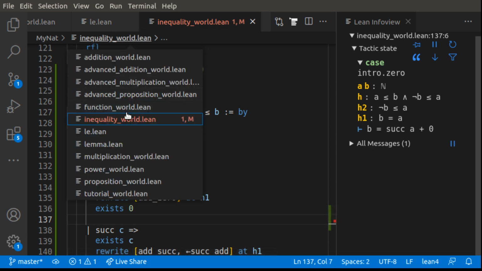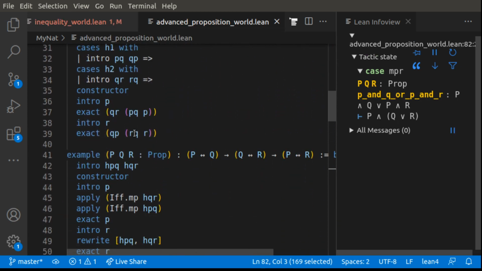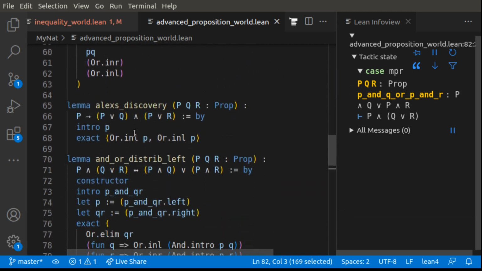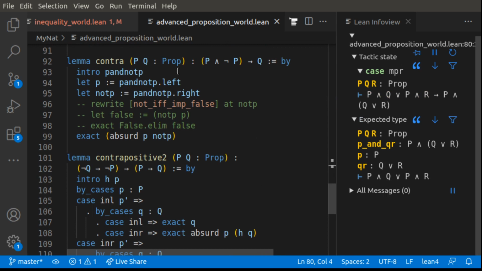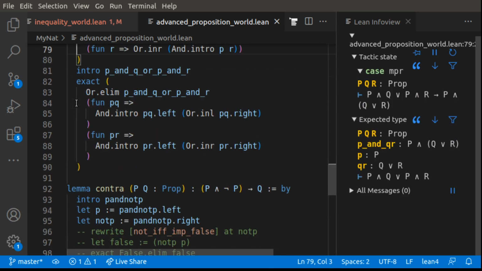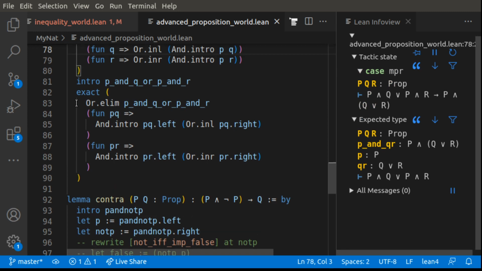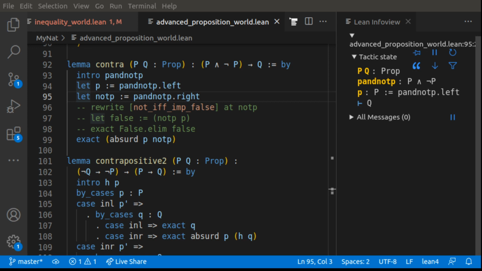Let's look at our advanced proposition world, where you do stuff with false, contradiction. Oops. I need to think about this.